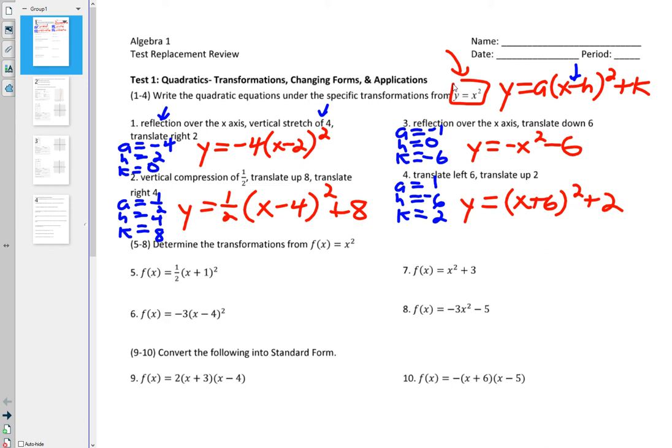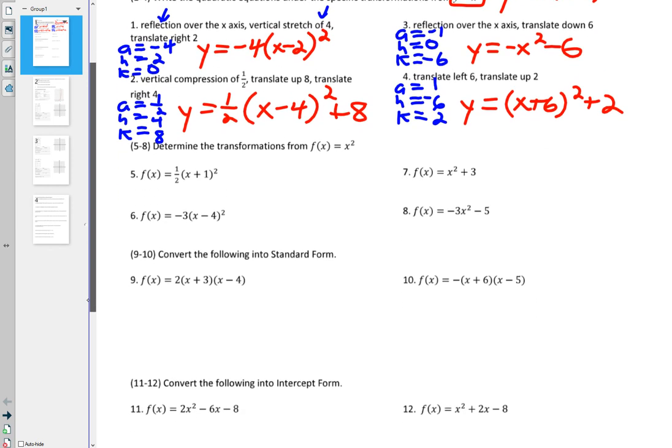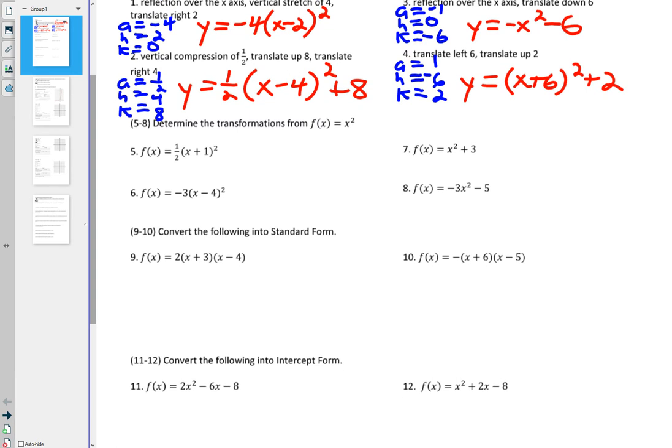The next 4 are just backwards. Instead of you writing the function, before they gave us the transformation, then we wrote the function. Now they give us the function and we write the transformations. It's still going to depend on a, h, and k. Even though you might think of this as being a wasted step, I would do it just to organize your thoughts. Here, a is 1/2, h is -1, k is 0.